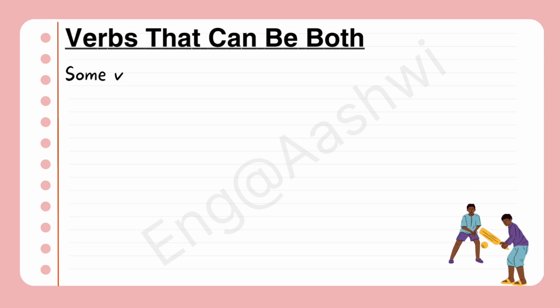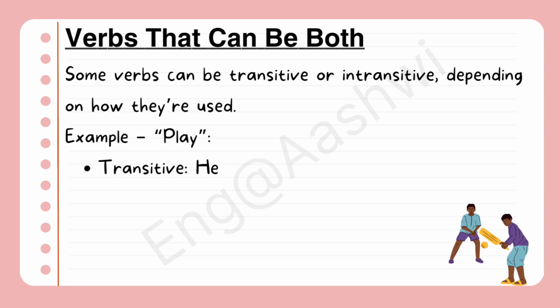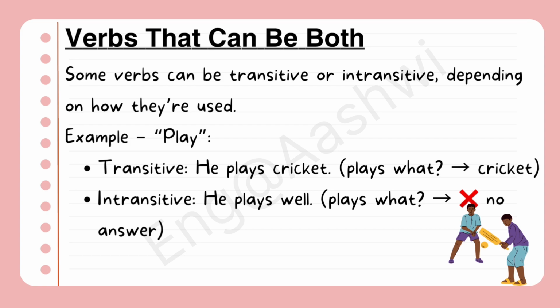Verbs that can be both. Some verbs can be transitive or intransitive depending on how they are used in a sentence. For example, transitive: he plays cricket. What does he play? Cricket. Intransitive: he plays well. Plays what? Nothing. So it itself is a complete answer.